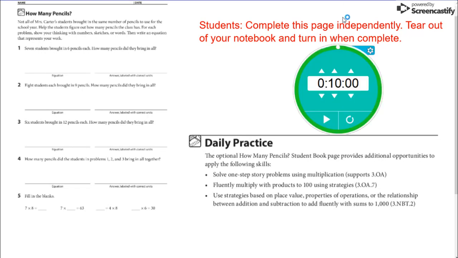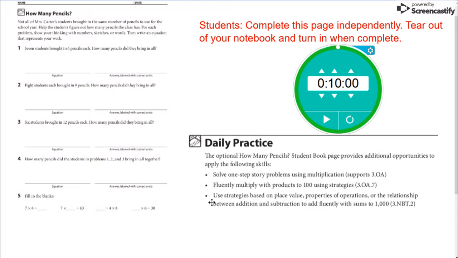And this is their independent work that they're going to do. This one, I would very highly suggest having them tear it out of their notebooks. That way you get some really good information on if they remember and they can do standards from 3rd grade. So this is data for individual students. And this is in their student book. I believe it is on page 3. But I would just have them tear it out, and I would check and see how many can solve one-step problems, how many fluently multiply, and which strategies they use.